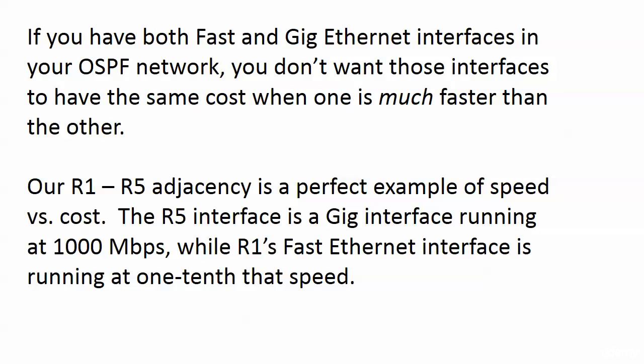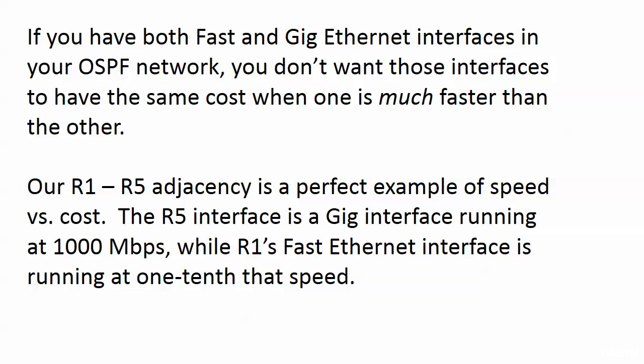Now, if you have both of those interface types in your OSPF network, you really don't want those interfaces to have the same cost when one is much faster than the other. Because as your network grows, of course, you're going to have one link that's running at Gig Ethernet, another one running at fast Ethernet. They're going to be represented by the same cost. So we don't really want that. Again, it doesn't necessarily mean your packets aren't going to get where they're going. It may just mean they're not going to get there as quickly as they could.